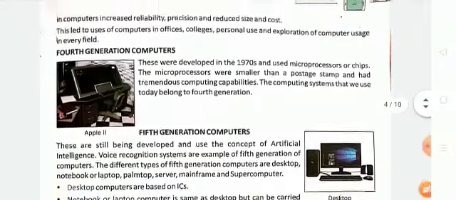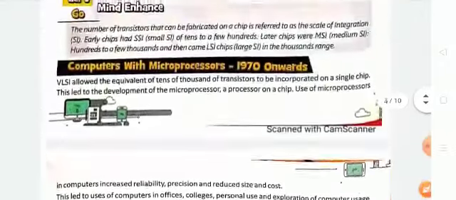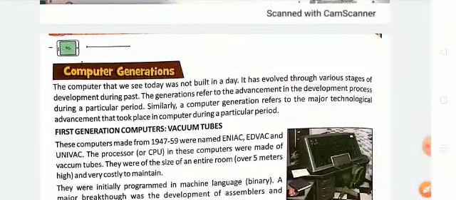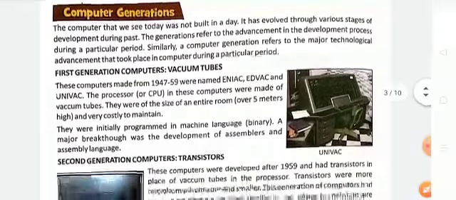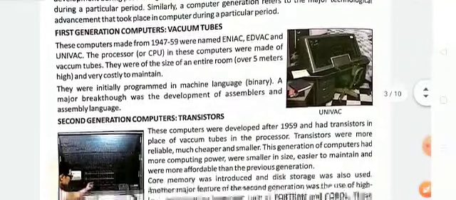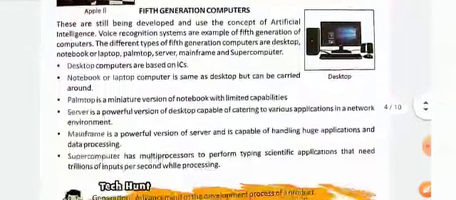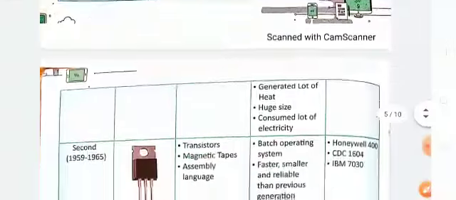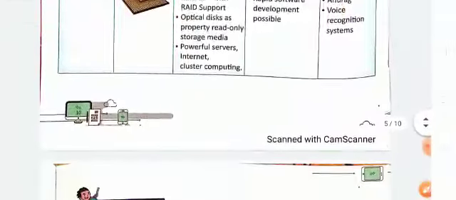Okay, so these are the generations of computers: first generation computers, second generation computers, and third, fourth and fifth generation computers. I hope you understand. And in the next video we will discuss fifth generation computers, devices, and the exercise also.